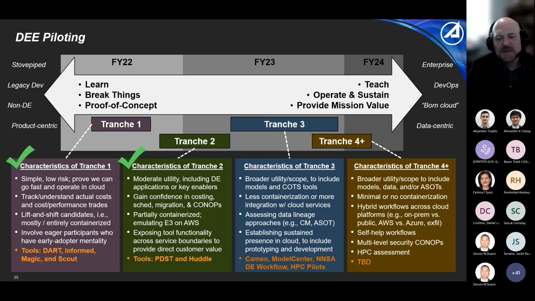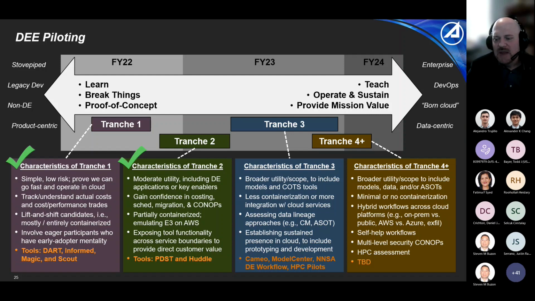So on the left, you see things where we started about 9 months ago, just real low risk stuff. Can we just operate in the cloud? Can we understand the cost for doing so, and some of the basic things, like can we just lift and shift content and get it containerized? And we did a few homegrown tools for that, as part of what we called Tranche 1.